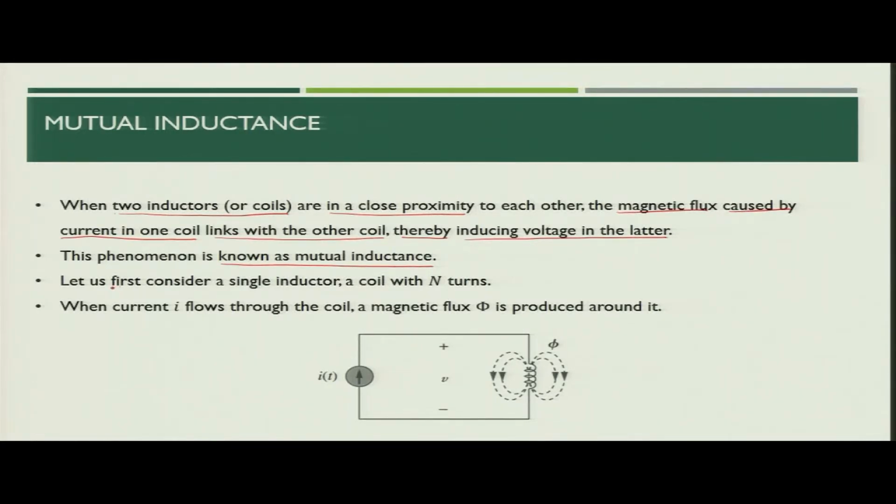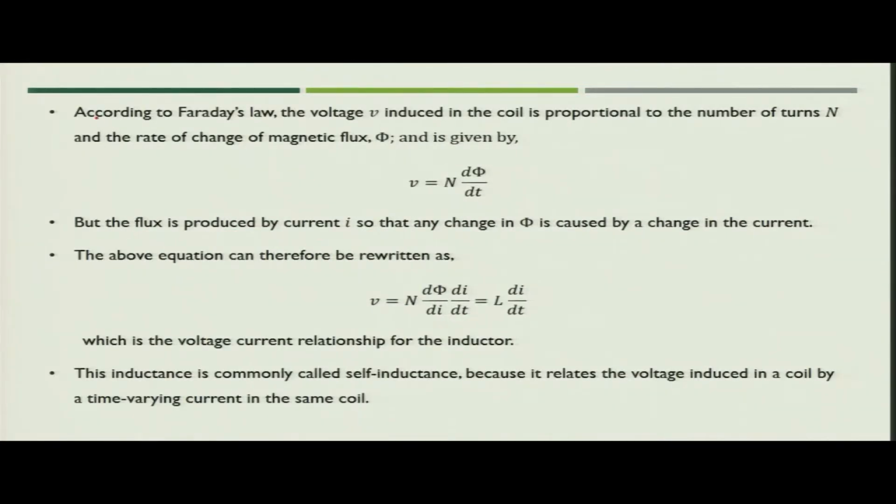Now, let us first consider a single inductor, where the coil has N number of turns. When the current flows, let us say the current I is flowing through the coil, the magnetic flux phi will be produced around it. If you see the figure, the current I is flowing in the inductor and flux phi is generated. Because of that flux generated, you will have the voltage V induced. Now, how will the voltage be induced?